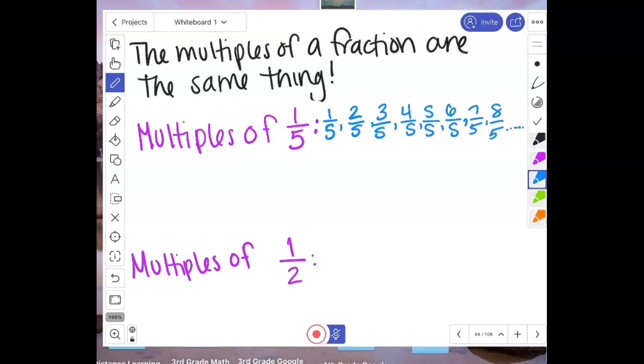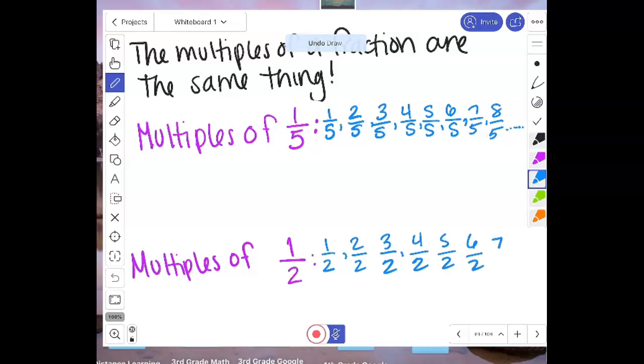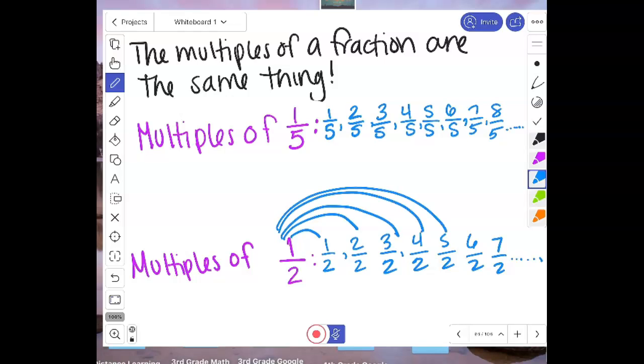It just keeps going. So then I have 7/5, and then 8/5, and it just keeps going forever. Same thing with 1/2. If I start with 1/2, then I have 2 halves. Then I have 3 halves, 4 halves, 5 halves, and then 6 halves. Then I have 7 halves, and so on forever. I don't know if you noticed, but this is basically 1 times 1, 1 times 2, 1 times 3, 1 times 4, 1 times 5, 1 times 6, 1 times 7. That'll just keep going forever.